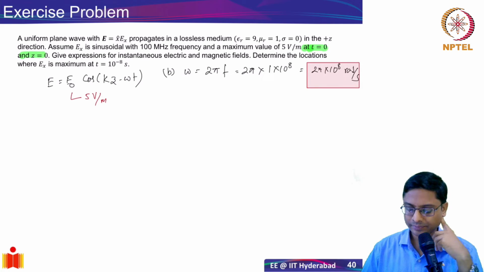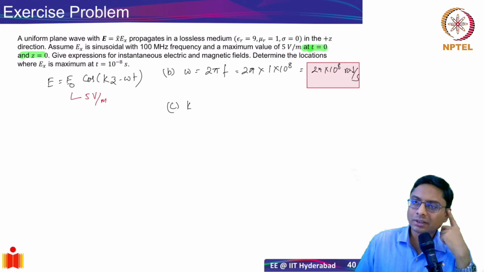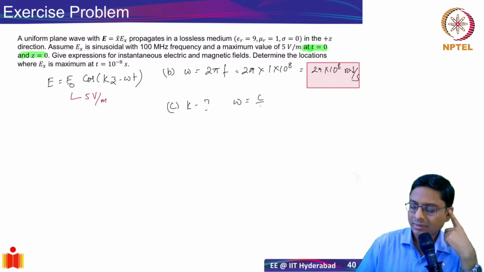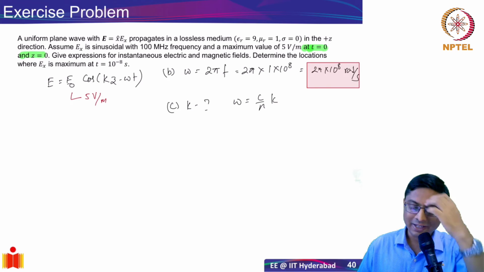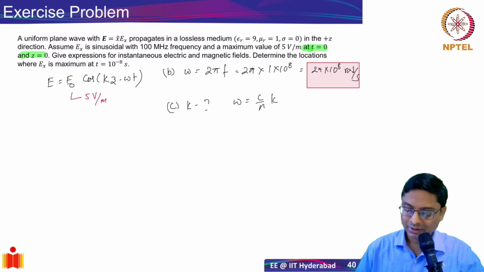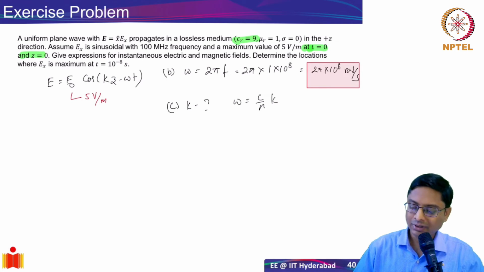All right. Now my wave vector K, what is this going to be? How do we calculate it? Well, we know that omega is basically c by n times k if you have a certain refractive index. Why do I take the refractive index here? The reason is we are given that this medium has epsilon r equal to 9. We already saw that n is equal to root of epsilon r. So in this case, the refractive index of the medium is 3.